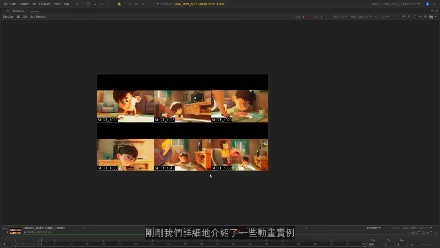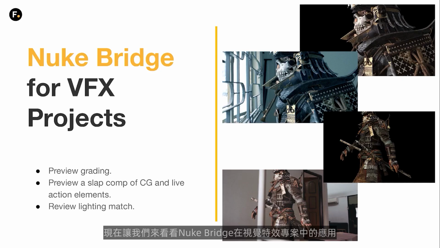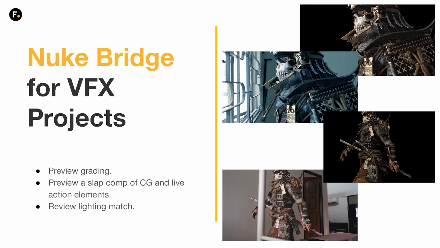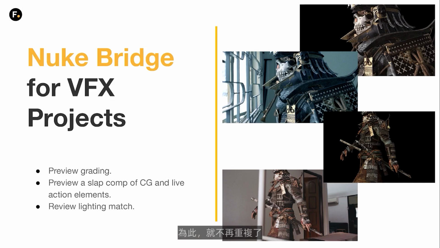So we've covered some animation examples in a fair amount of detail. Now let's take a look at the Nuke Bridge for VFX projects. Now some, if not all of the examples that we've already covered are also relevant to VFX workflows. So I won't go over the same ones again. Instead, let's take a look at how we can use the Nuke Bridge to preview a slap comp.